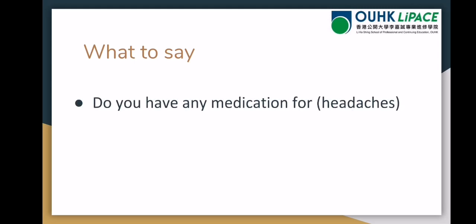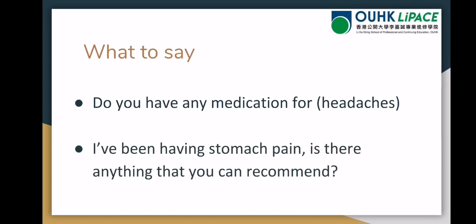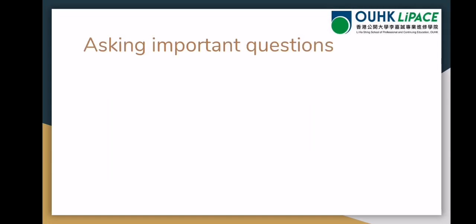So here's how you would ask for the medication. You would just say something simple like, have you got any medication for, and then just name whatever symptoms you have. So for example, headaches. Next then you would say something like, I've been having stomach pain or I've been having headaches. Is there anything you can recommend? So there's two different ways of saying it, very simple. And as well as getting medication, you also need to ask important questions about it.